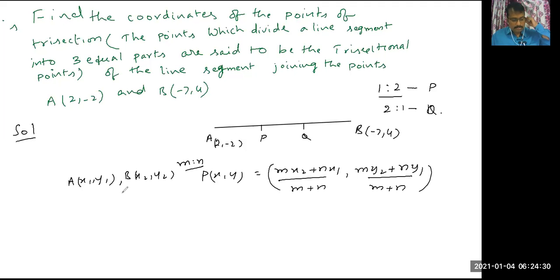Now the coordinates P(x, y) are dividing AB in the ratio m:n.